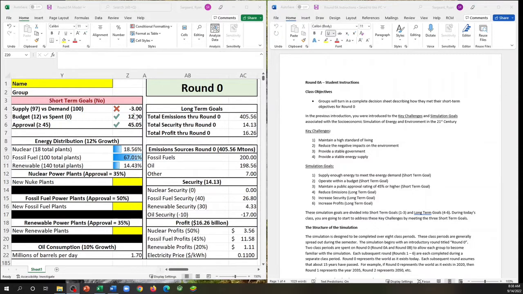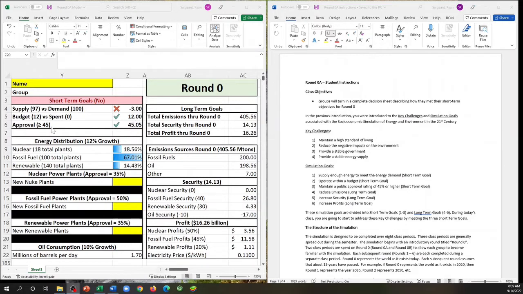You are also given a budget. You have to stay within that budget. The budget units are billions of dollars, and so you have $12 billion that you can spend. Currently, you have spent 0 of those $12 billion, so good job. You've not gone over budget, and you have $12 billion left.